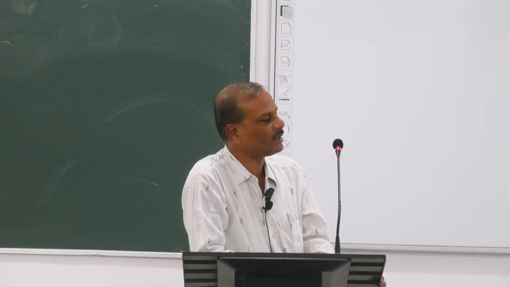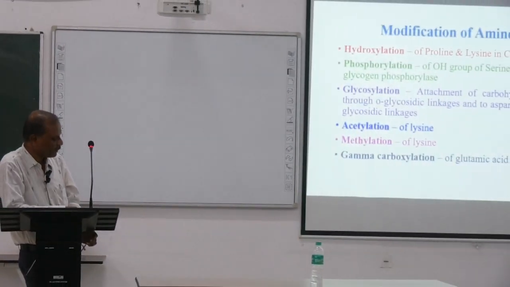Methylation of lysine. Methylation is a very important step for DNA transcription. It is basically the regulator of DNA transcription. Now, gamma carboxylation is required for blood coagulation. Glutamic acid undergoes carboxylation, forming gamma-carboxyglutamate. So vitamin K is essential for that.